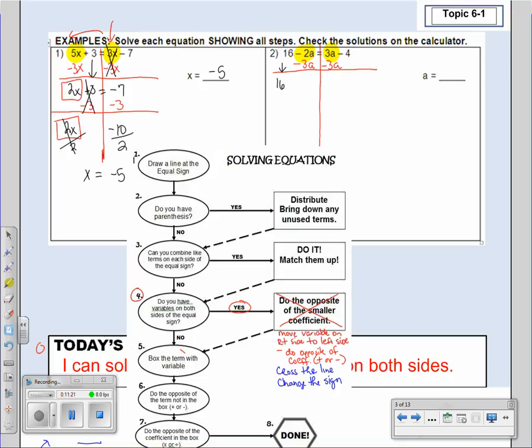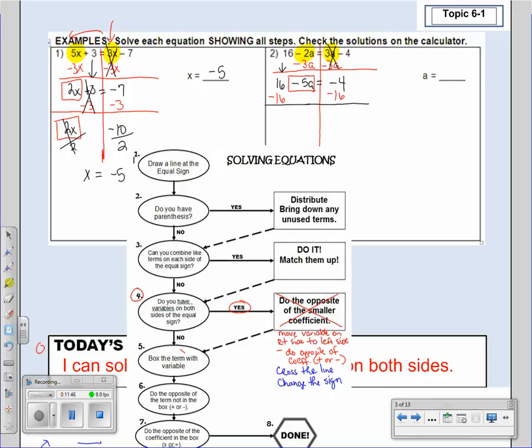Negative 2a minus 3a is a negative 5a equals 2. 3a minus 3a, that is 0. 0 minus 4 is a negative 4. Step 5 says to box the variable with its term. That's a negative 5a. Step 6, do the opposite of the term that's not in the box. That's the 16. The opposite is negative 16.